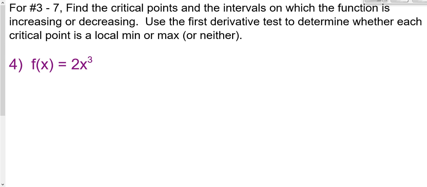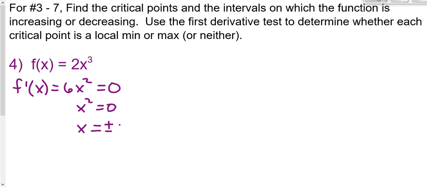Okay, let's try this one. Same thing, find the critical points and the intervals on which the function is increasing or decreasing. Use the first derivative test to determine whether each critical point is a local minimum or maximum. Okay, so let's find the derivative, and that would be 6x squared. There's nowhere where that's not defined, so let's just see where it equals 0. Divide both sides by 6, square root, and we get plus or minus 0, but that's just 0. So this is our critical point. We just have one critical point, x equals 0.